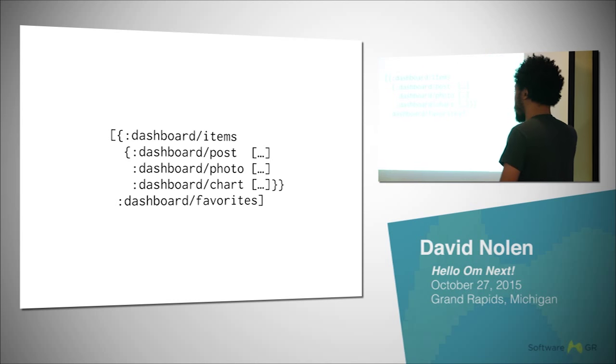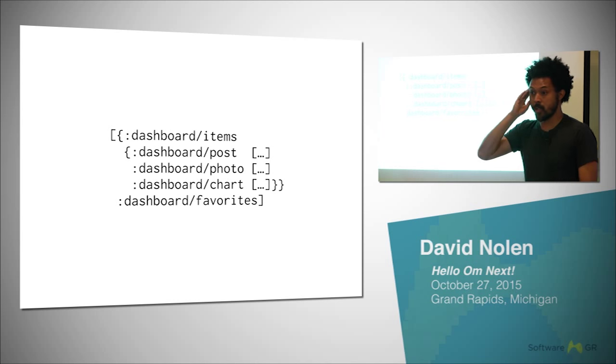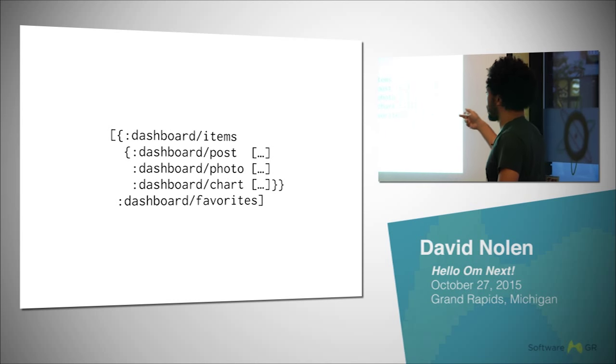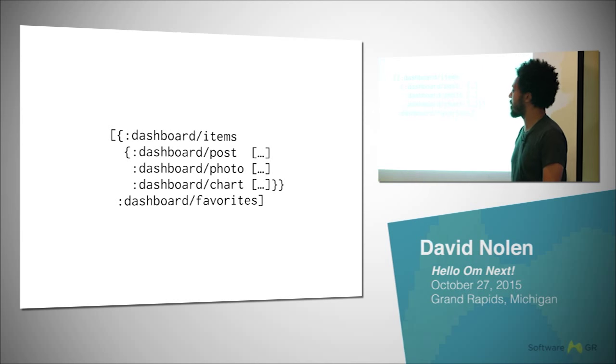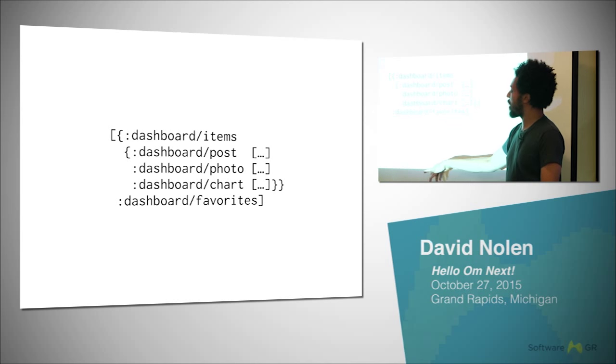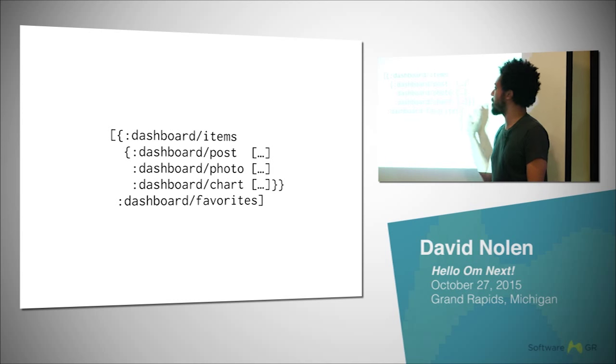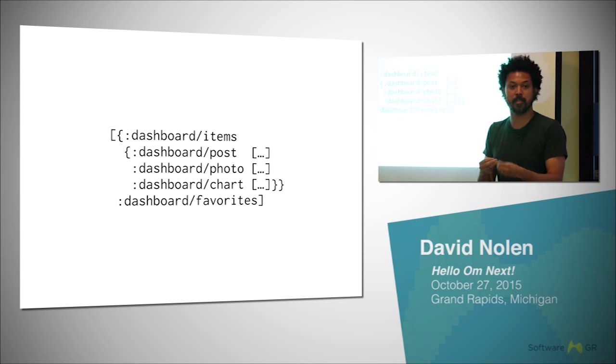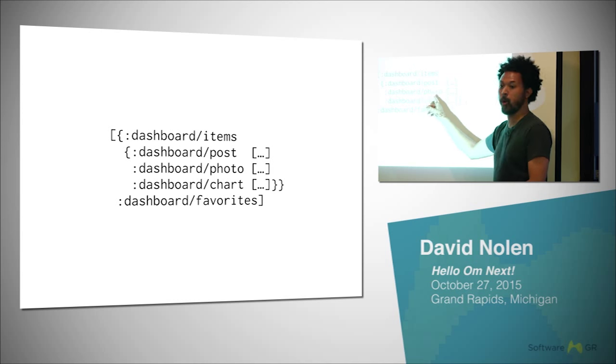Okay, so we can fix this problem. We've seen what queries look like in Om Next. So you can imagine you have a query that says, I want all the dashboard items, and this is something we haven't seen yet. It's called a union, in that we know that in the dashboard items there are going to be multiple types of content. There's going to be posts and photos and charts.